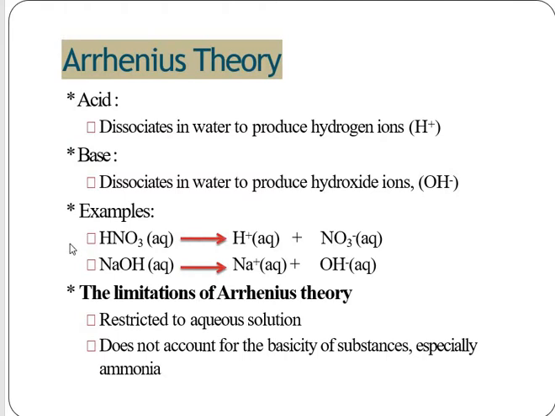These are the examples of acids and bases according to Arrhenius theory. This is nitric acid, and nitric acid dissociates into H+ ions and NO3- ions. Second example is sodium hydroxide, in which sodium hydroxide dissociates into Na+ ions and OH- ions. Means in first equation H+ ions are produced in aqueous solution, and in second example OH- ions are produced in aqueous solution. So these are the examples of acids and bases.